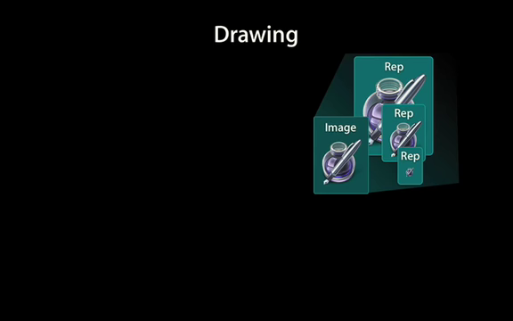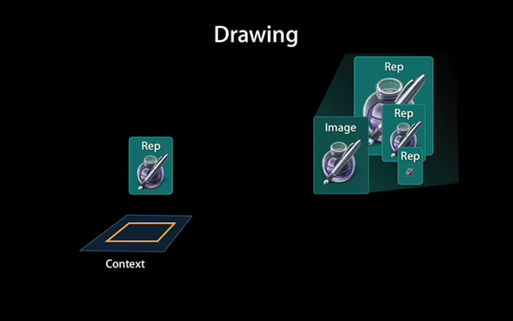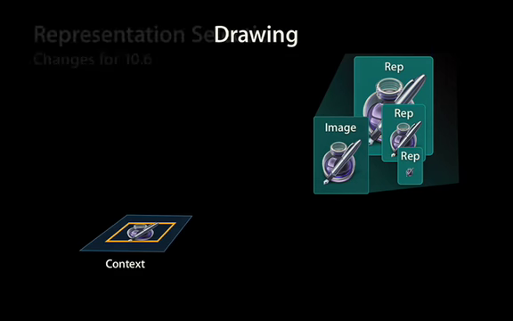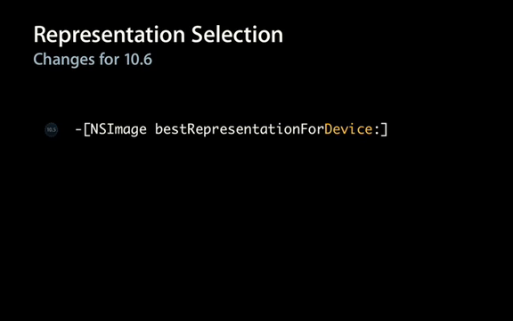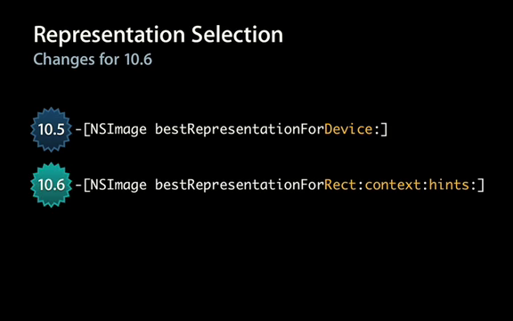Anyway, when you're asked to draw, what happens? Well, you have a location that you're going to draw in. It's called NSGraphicsContext. There's a rectangle in the context. We look at that rectangle. We select the best representation, and we draw it. We'll fill this picture out a little bit more later, but even that is enough to start talking about some differences. In 10.5, this was the name of the method that did the representation selection. In 10.6, it's a little bit different.